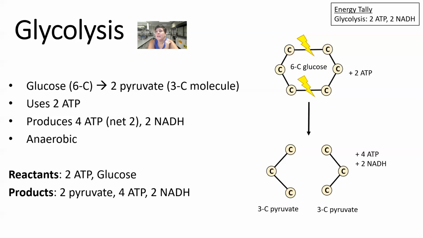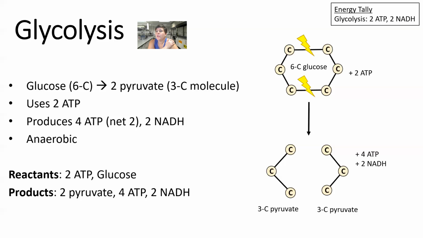Okay, so we broke glucose in half. We used 2 ATP to kickstart it. We ended up generating 4 ATP via substrate level phosphorylation. We released 2 electrons, and therefore we were able to generate 2 NADH. And the products of this reaction are 2 3-carbon molecules. So we went from 1 6-carbon sugar to 2 3-carbon pyruvates.